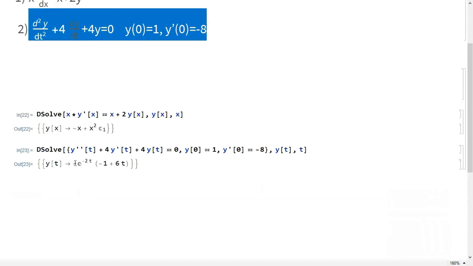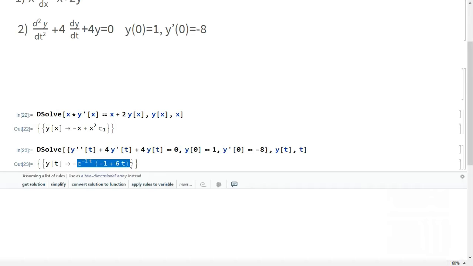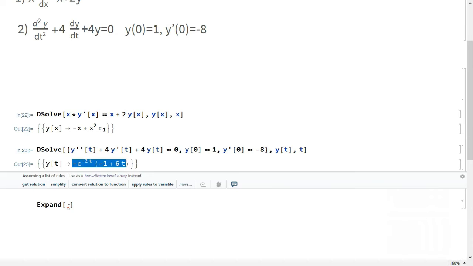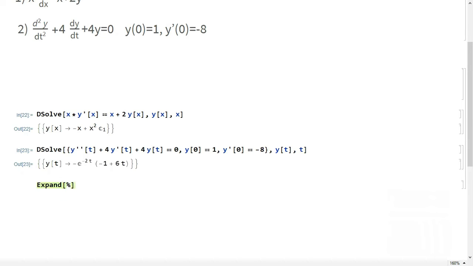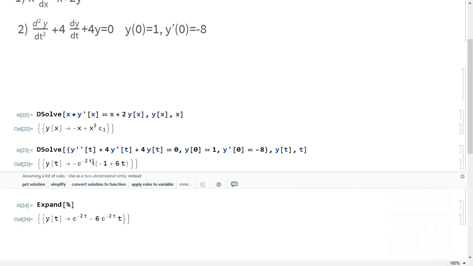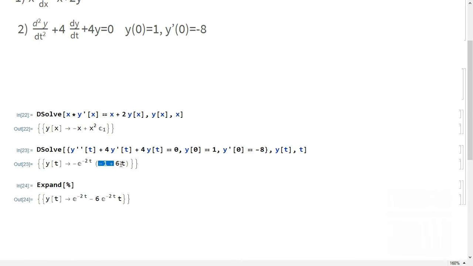So as you can see, it's not multiplying the exponential with this thing. There's a way to do that. All you need to do, you just need to use Expand and you can use either this complete expression or you can use the percentage. If you use the percentage, let's see what this gives us. Yes, Mathematica multiplied exponential minus 2t with this minus 1 plus 60.